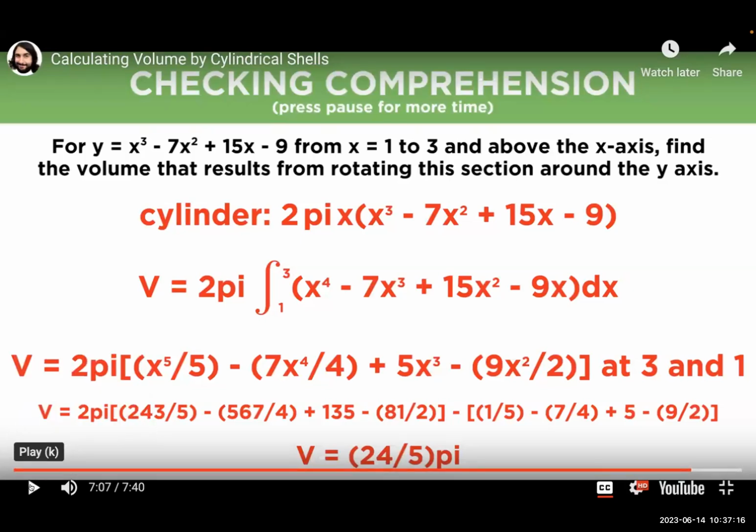So write down the setup. You don't need to do the calculation. Just for the cylindrical, the formula we had 2 pi r, which in this case is x, and then f of x dx, from 1 to 3. Okay. Are you all ready that we move on to some of our own examples?